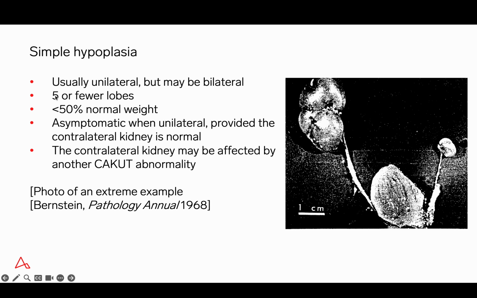The definition of simple hypoplasia, as I indicated previously, is 5 or fewer lobes, less than 50% normal weight, which this certainly qualifies. This process is asymptomatic when unilateral, provided the contralateral kidney is normal. However, the contralateral kidney may itself be affected by another abnormality, in which case renal function will not be normal.